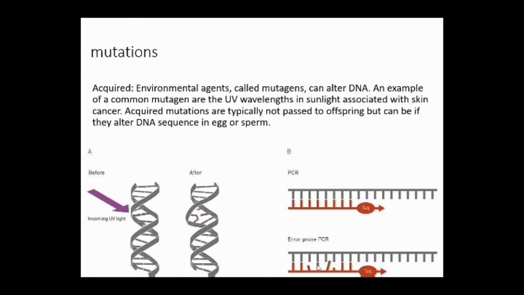Mutations acquired from environmental agents, called mutagens, can alter DNA. An example of a common mutagen is the UV wavelengths in sunlight associated with skin cancer. Acquired mutations are typically not passed to offspring, but can be if the altered DNA sequence is in an egg or sperm. So we have the before, the incoming UV light, and the after.